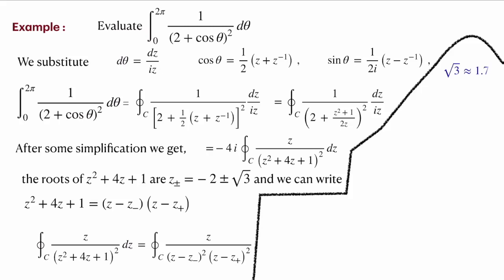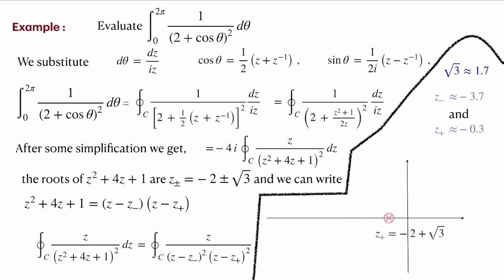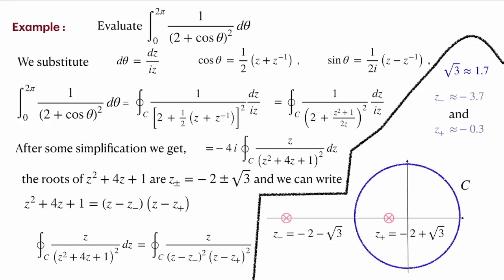Let's look at the values. Square root of 3 is approximately 1.7, and from this we get z minus is approximately equal to minus 3.7 and z plus is approximately minus 0.3. Now if we look at the contour, we have two isolated singularities. One is at z plus and another is at z minus. And we have a unit circle, and we see only one of them, z plus, is inside the contour and z minus is outside, and we don't have to worry about it.